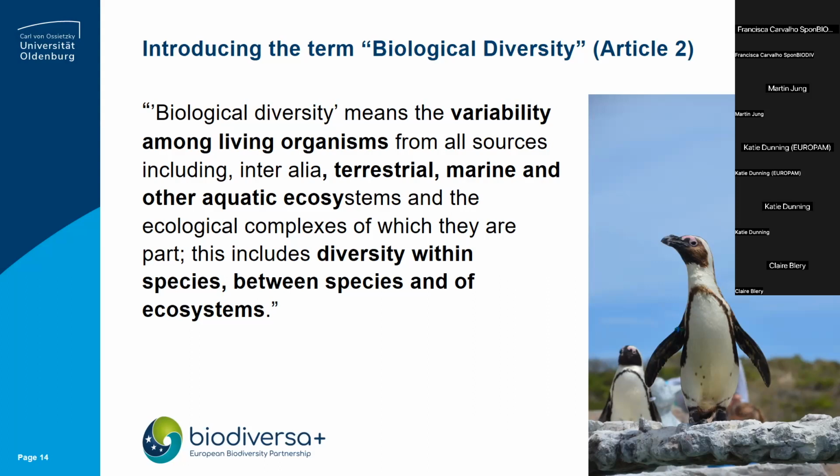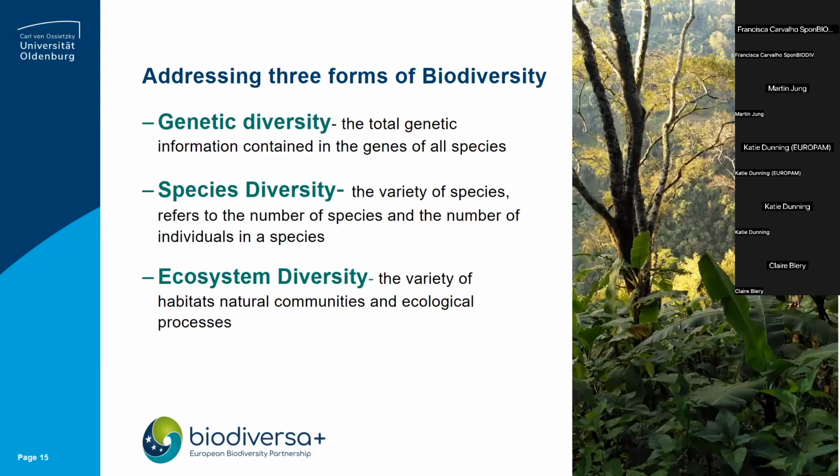Maybe next slide. And that includes genetic diversity, species diversity, and ecosystem diversity. These are three levels of diversity which go beyond the everyday understanding of biodiversity, which focuses mainly on species, but the genetic and the ecosystem levels are also very important elements and pillars of the notion of biodiversity according to the CBD. Next slide.